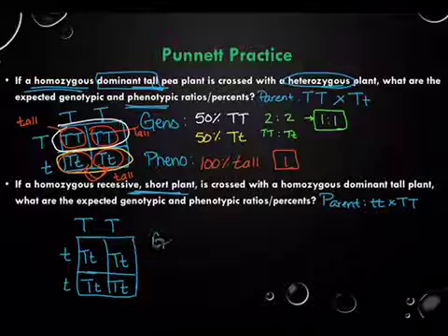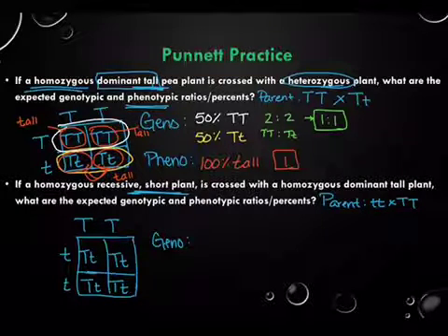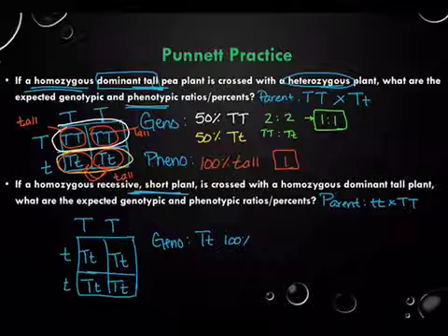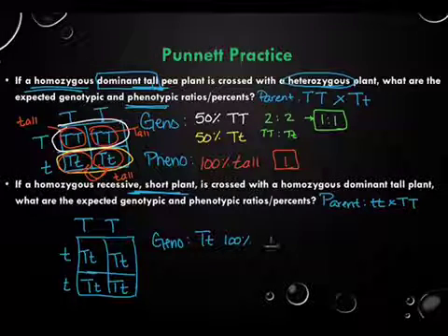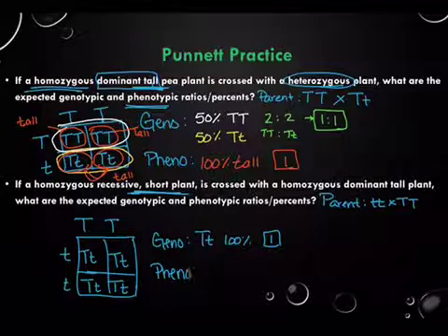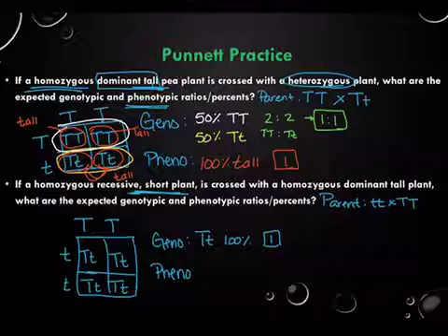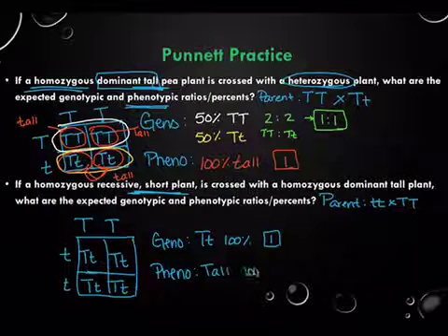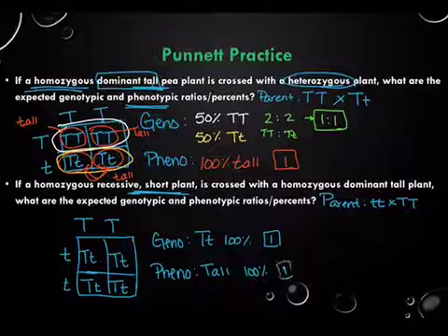And here for our genotype, they're all big T, little t. So we have 100%, and our ratio would be 1. And our phenotype, they all have that big T in them, which tells us it will be tall, and 100% will be tall, or the 1 ratio.